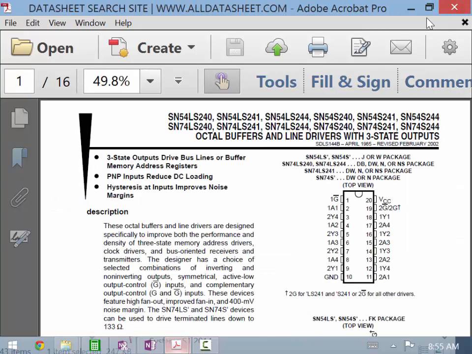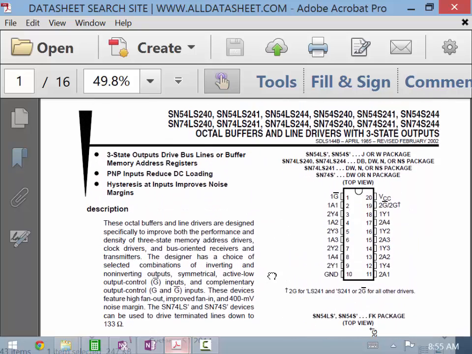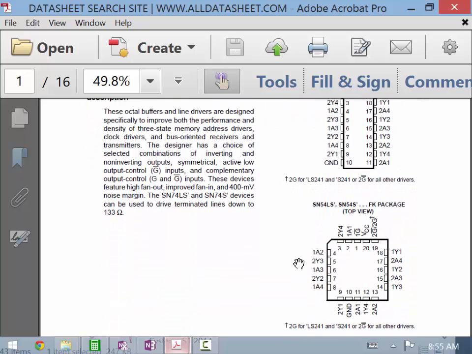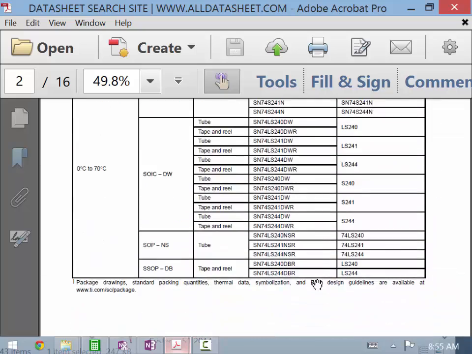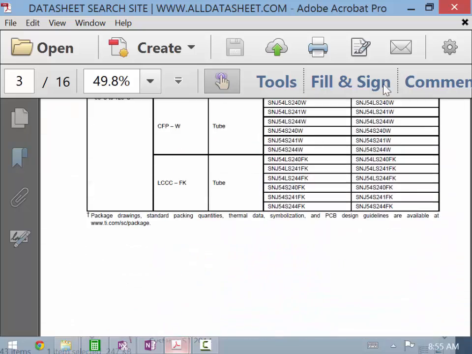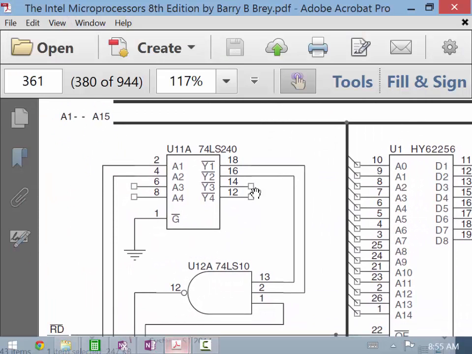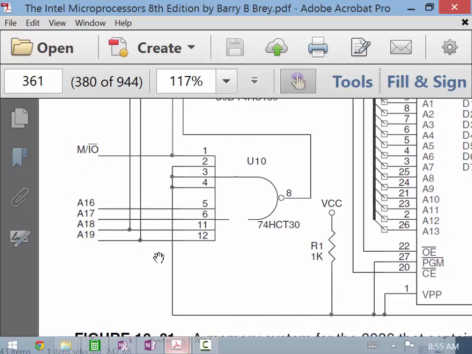All right, as we look at this particular chip right here, this is a 3-state output bus driver. This is just a bus driver, is all this chip is. Octal line drivers, tri-state. So this does not change as long as it's selected. So going back and looking at our circuit, all we're doing is just buffering. And where are these lines coming from? A18 and A19. We're just buffering that.